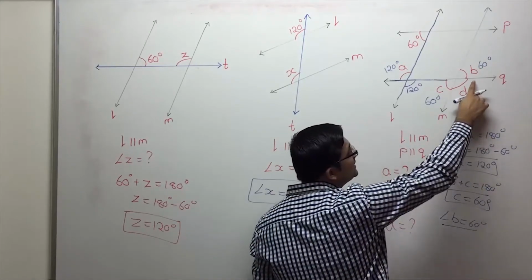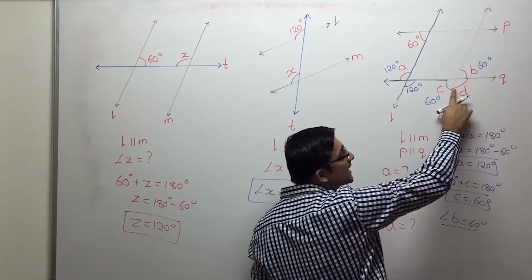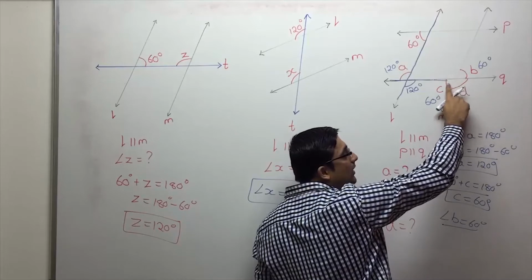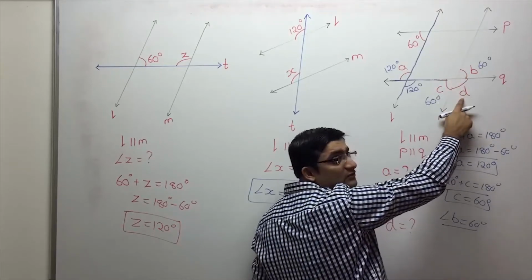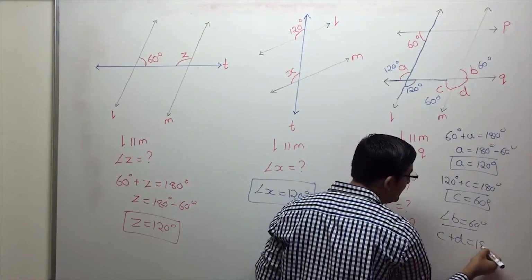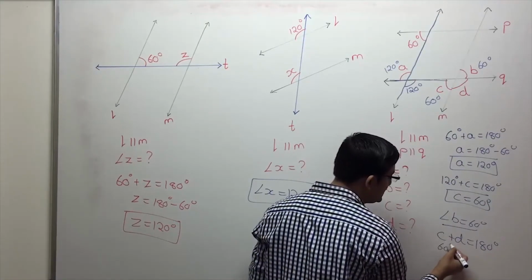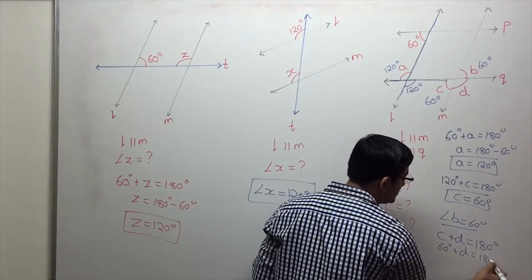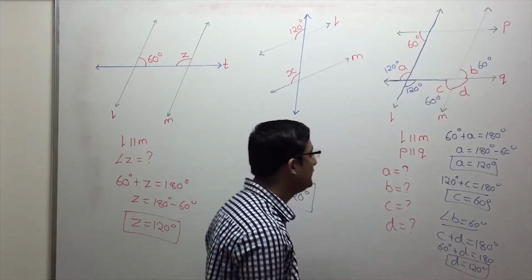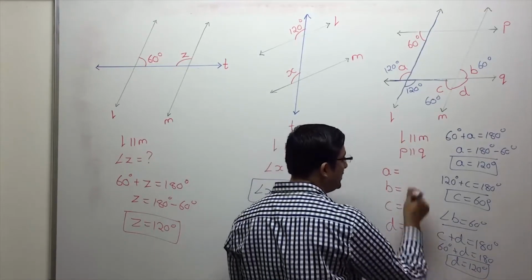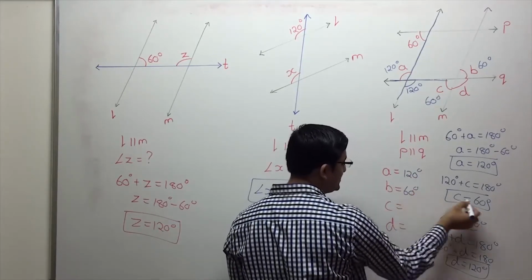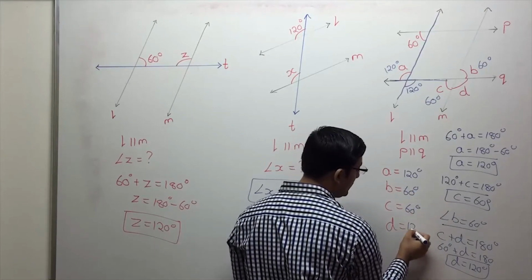Now, what about angle D? See, angle C and angle D, both these angles form a linear pair. Two angles next to each other on a straight line. So this plus this is 180. So C plus D is 180. Why? Linear pair. So C is 60 plus D is 180. So what is D? 180 minus 60, 120. Right? So I've solved it. We can get the values of all of these. A is 120 degrees, B is 60 degrees, C is 60 degrees, and D is 120 degrees, right?